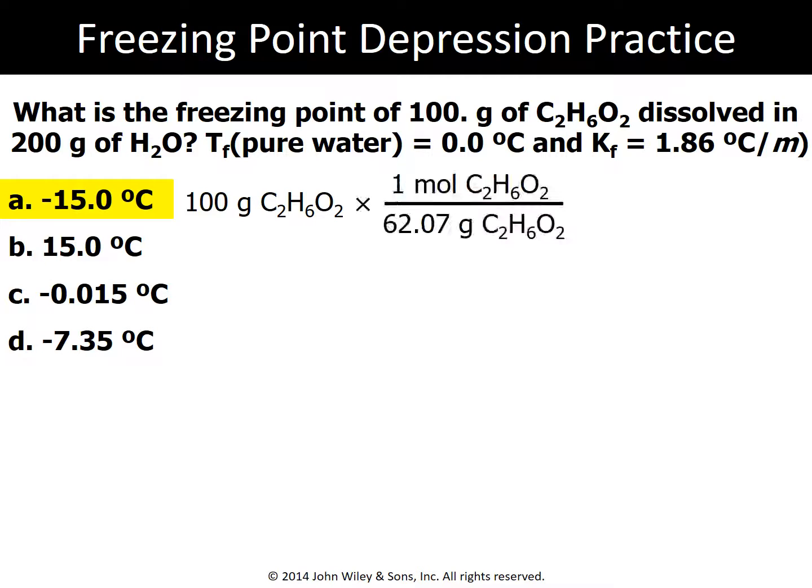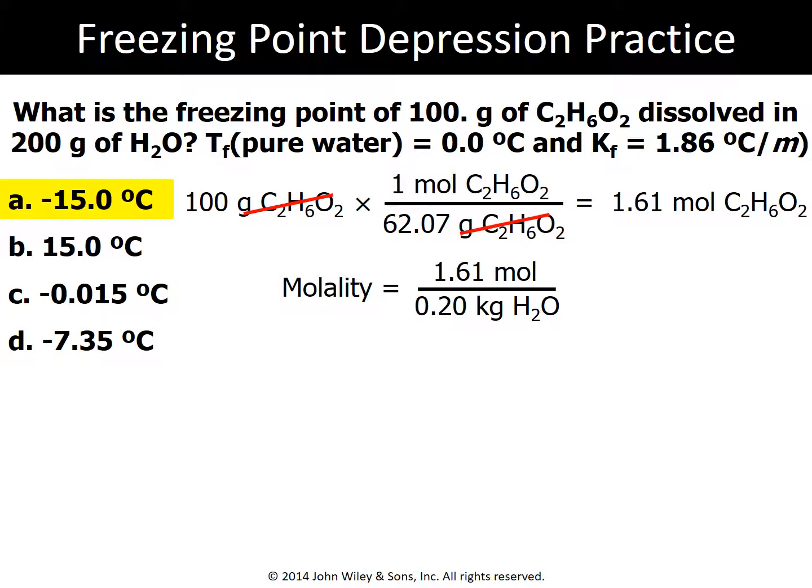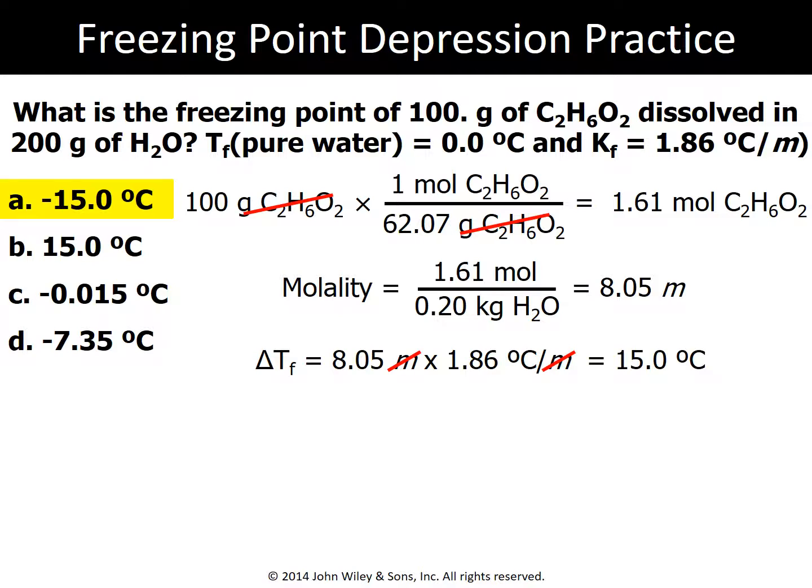We'll take our 100 grams of our compound, divide by our molar mass, giving us 1.61 moles. We'll then divide by 0.20 kilograms, to make sure that our 200 grams is represented in kilograms. We'll then divide those two numbers, giving us a molality of 8.05.